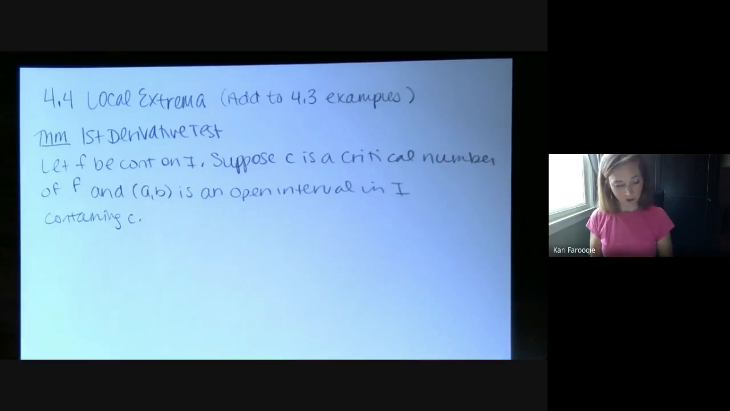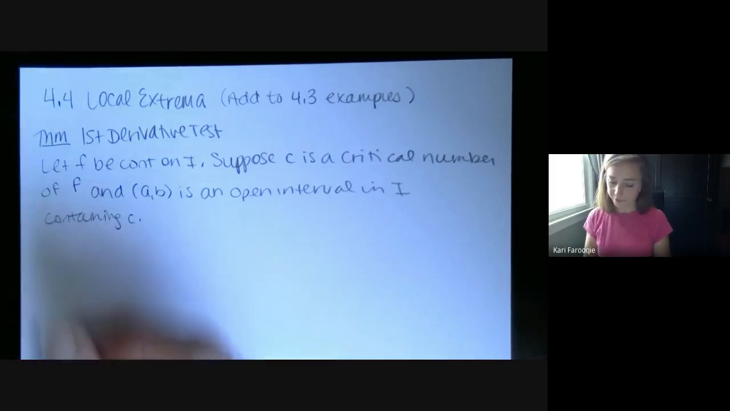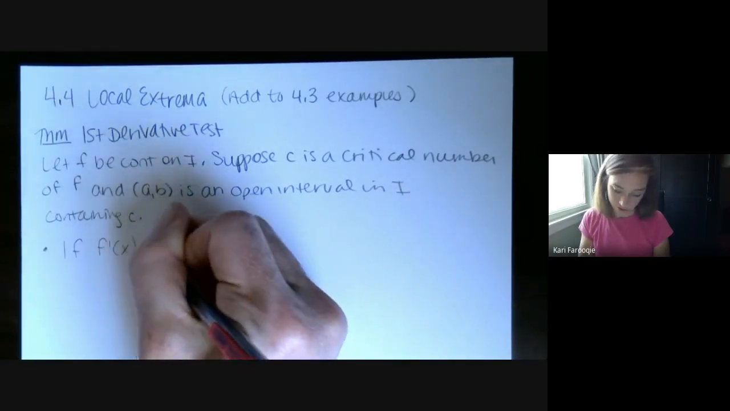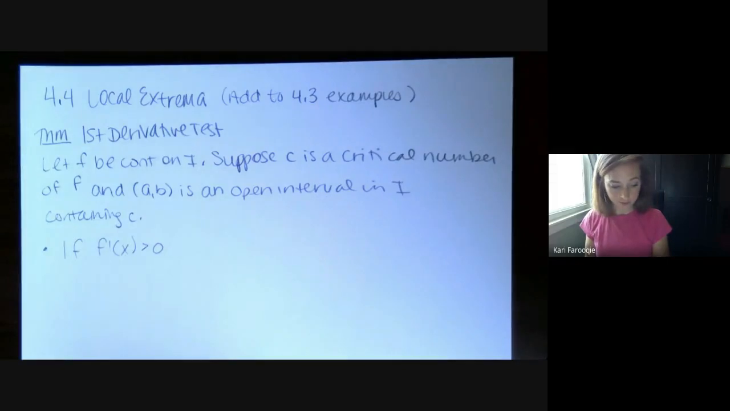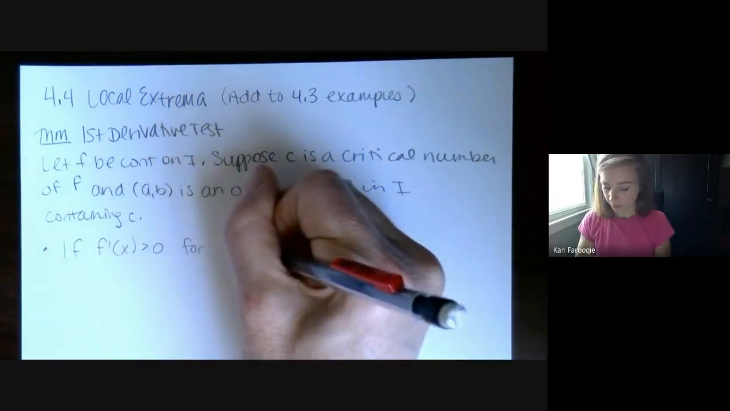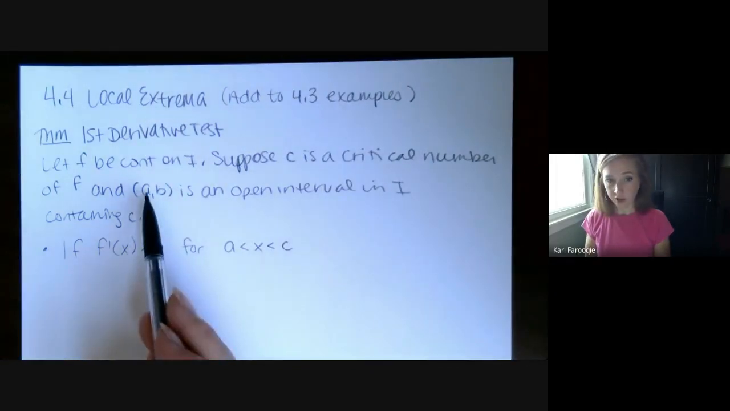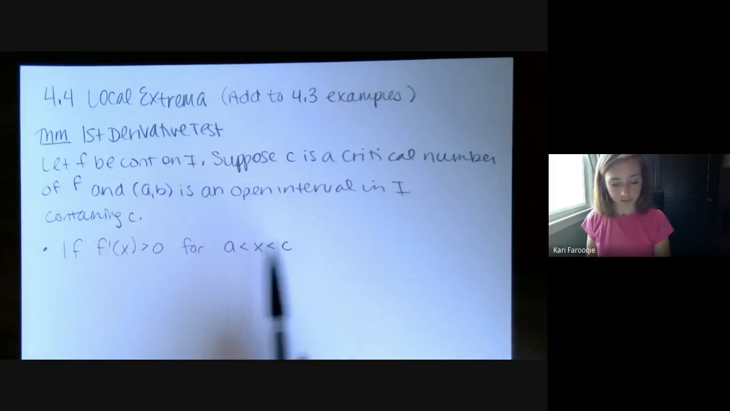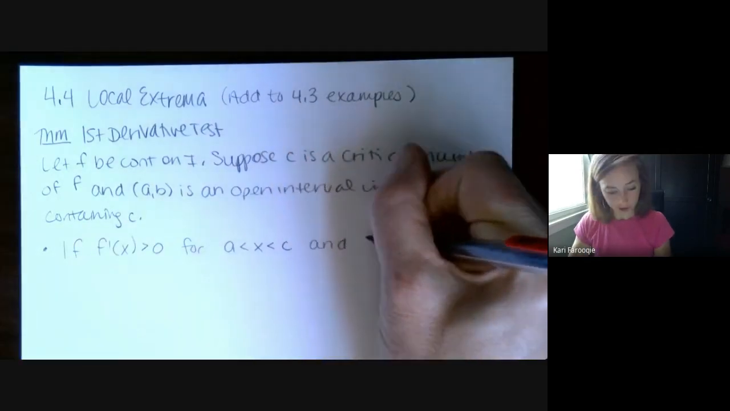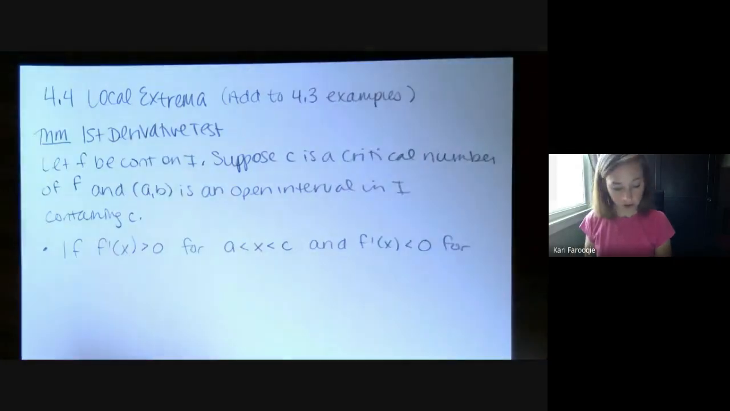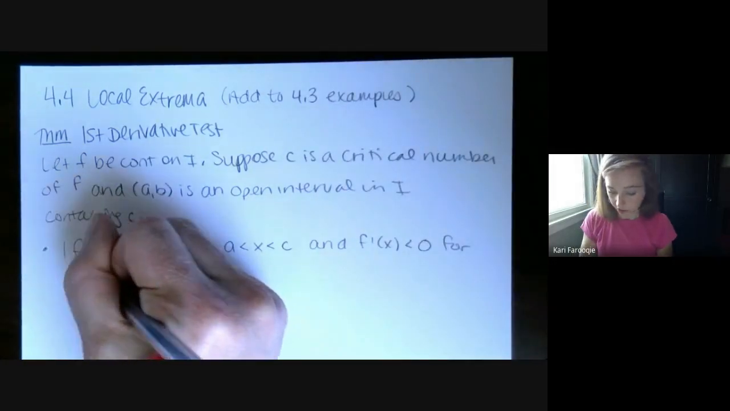Okay. So here are the three things that are going to happen here on each side of your critical number. If f prime of x is greater than 0 for values of x between a and c. Now, a is your left endpoint, c is your critical number, and f prime of x is less than 0 for values of x between c and b.